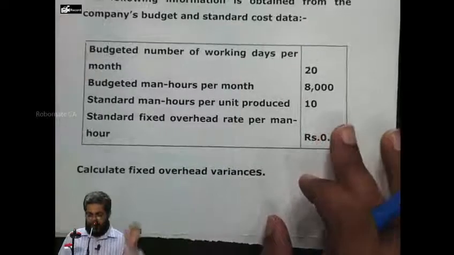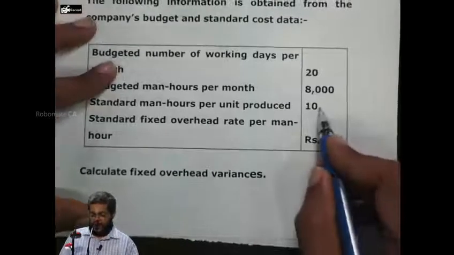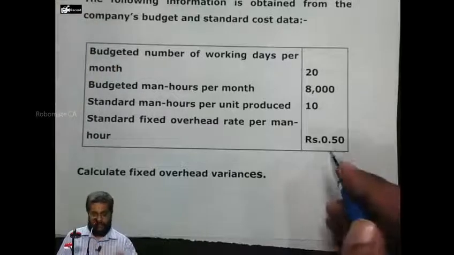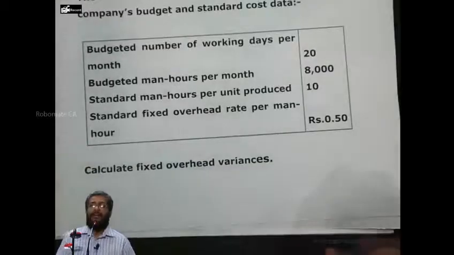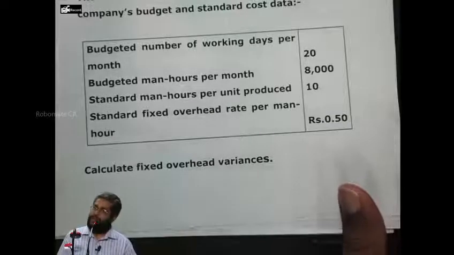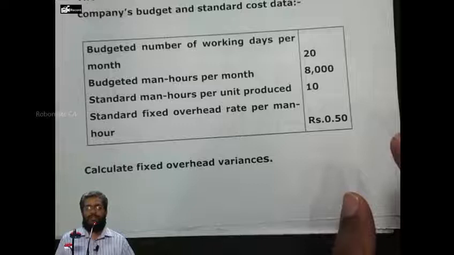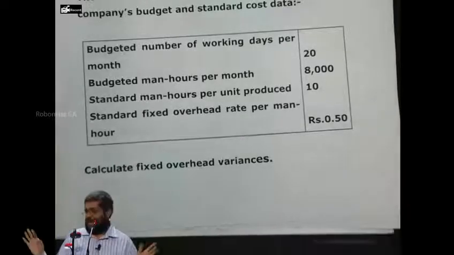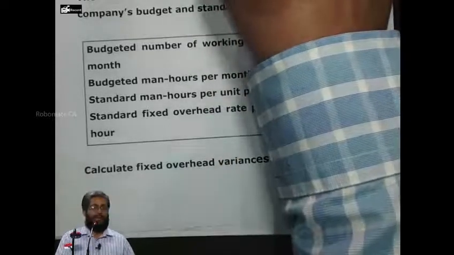Next. Standard rate per unit. Listen here. 1 unit, how many hours? 10 hours. 1 hour, 50 paise. It is 10 hours into 0.5. Tell me what is 10 hours into 0.5? 5 rupees per unit. Standard rate per unit is 5 rupees per unit. Can I proceed or not? Now, step 1 is over. SR per hour and SR per unit is calculated. Can I go to step number 2 or not?